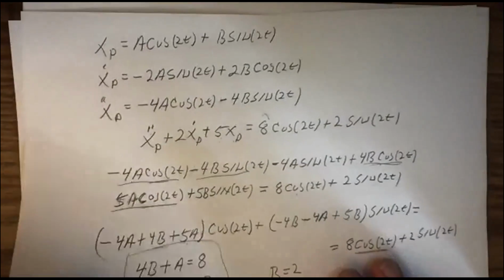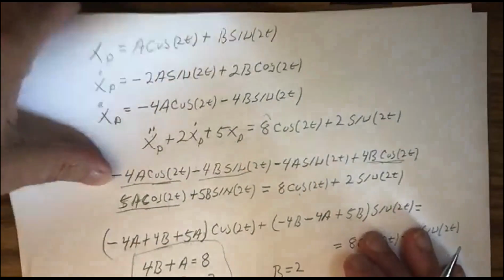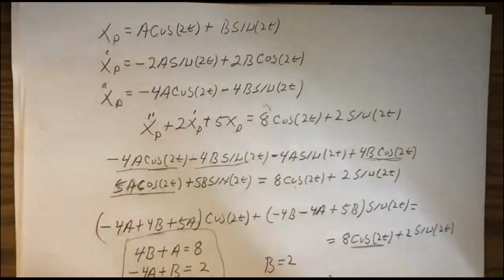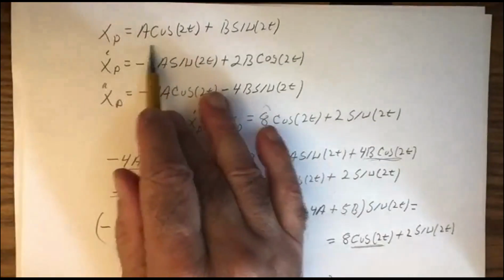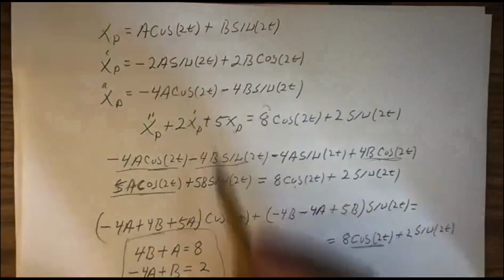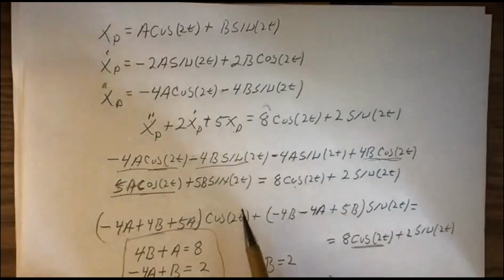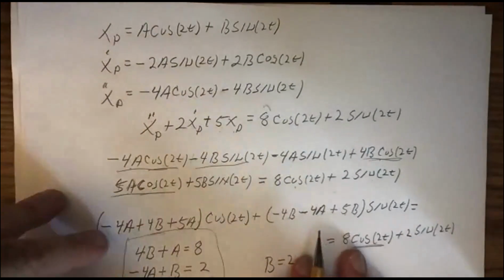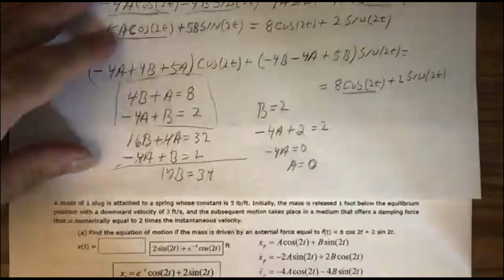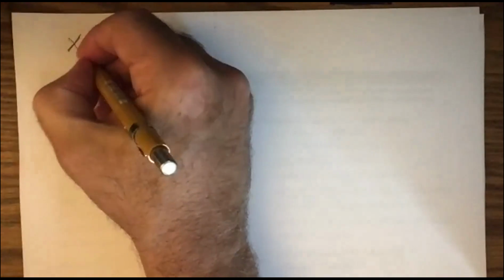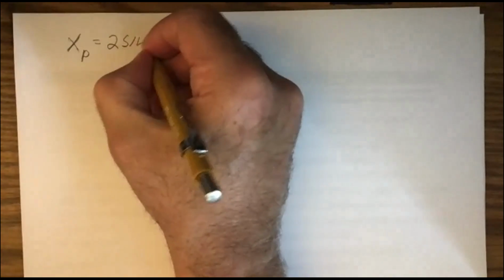A mistake that students make, and it's a minor mistake, I know, is this. We got A is equal to 0. Remember that the A is in front of the cosine, and the B is in front of the sine. So don't mix up your A and B. So my particular solution, the A is equal to 0, that was in front of the cosine. So my particular solution is 2 sine of 2t.